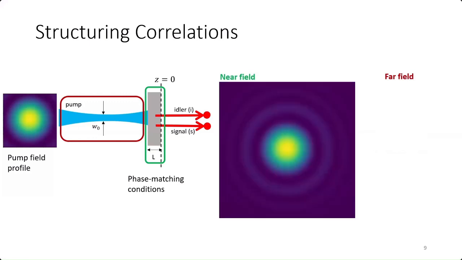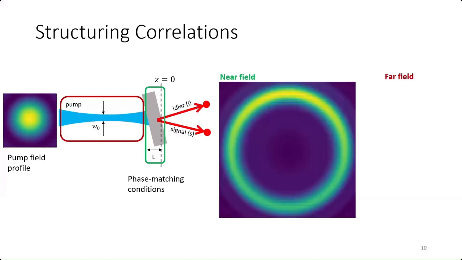This is how the conditional distribution looks when we are close to the crystal. Now, if we tilt the crystal slightly, then we change the phase matching conditions of the crystal, and this is how the near field conditional distribution looks. We see that the blob becomes a ring. So tilting the crystal essentially changes the angle theta p between the crystal's optic axis and the pump propagation direction.